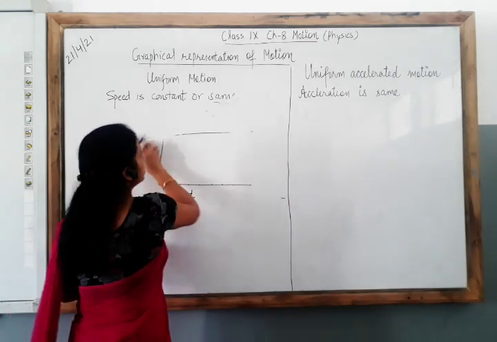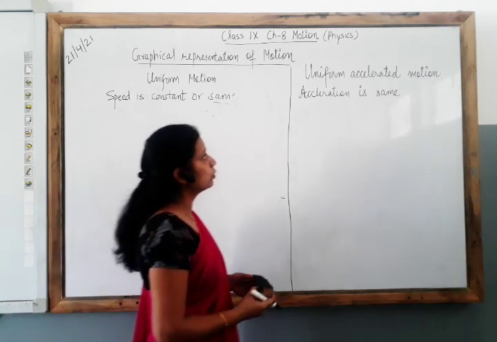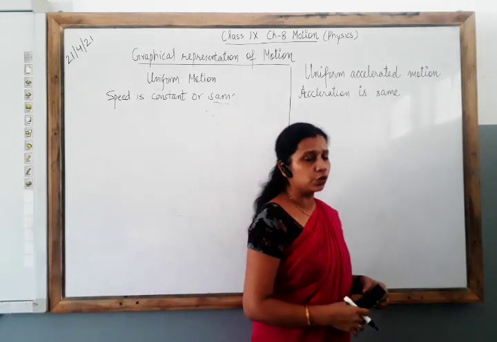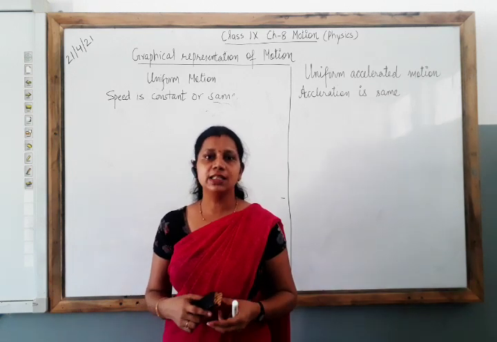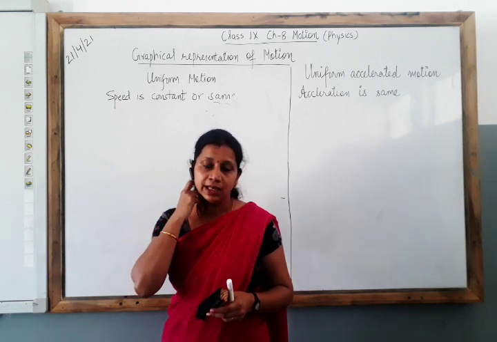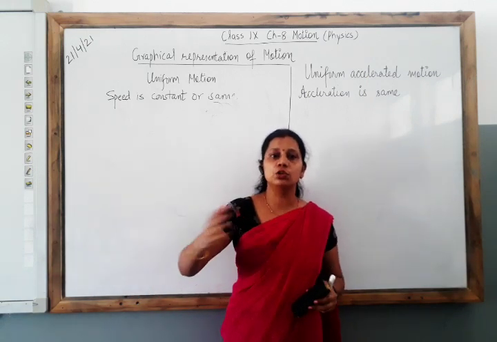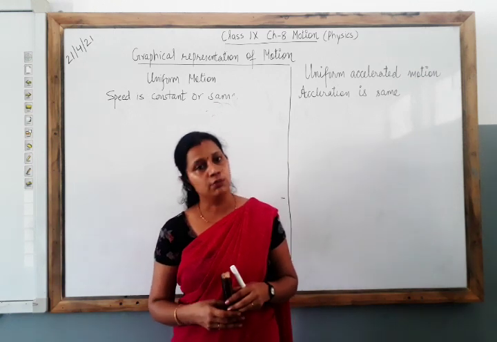Now let's move to uniformly accelerated motion. Uniformly accelerated motion means the speed is changing, but it is changing equally in equal intervals of time. That will give you the same acceleration throughout. And if it is not, that will give you non-uniform motion.